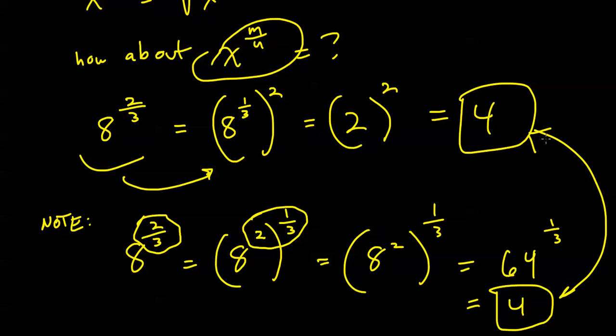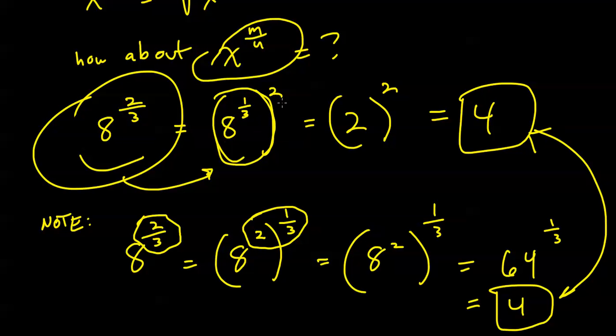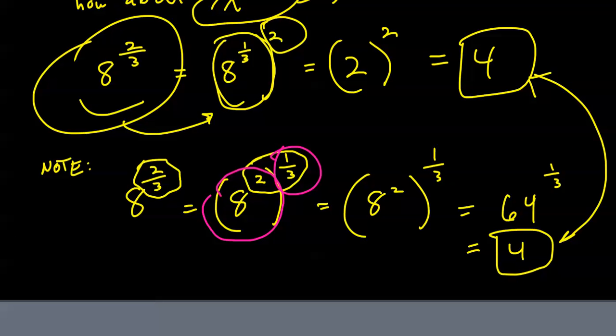So if I'm evaluating a base to a fractional exponent, I can take the denominator root first and then raise to the numerator power. Or I could raise to the numerator power first and then take the denominator root. Often we take the denominator root first because we could end up with cumbersome values if we don't. Let me show you some more examples.